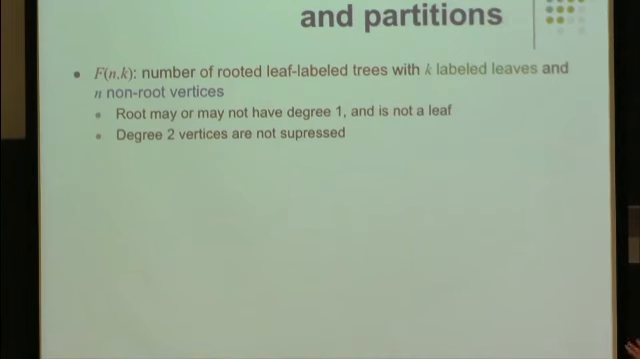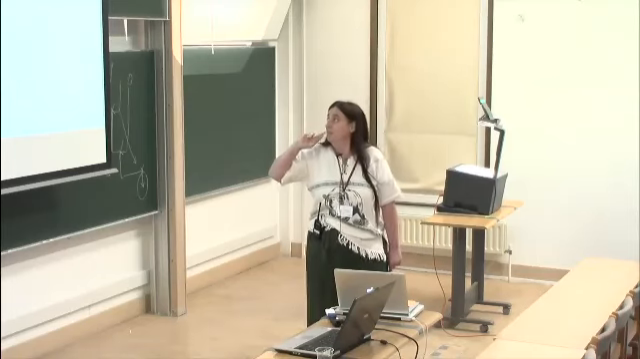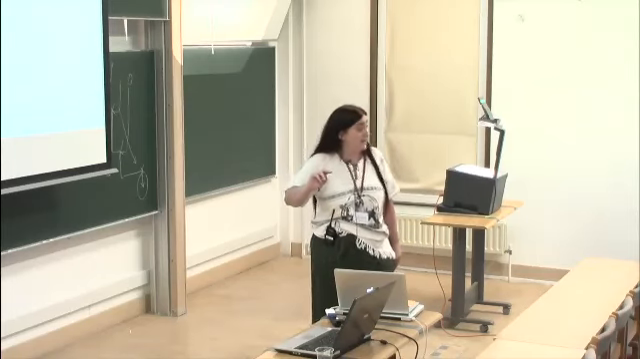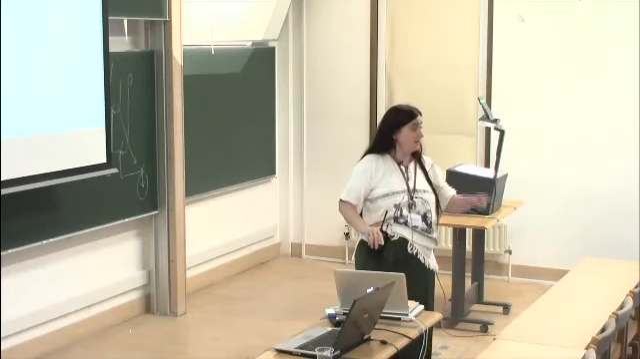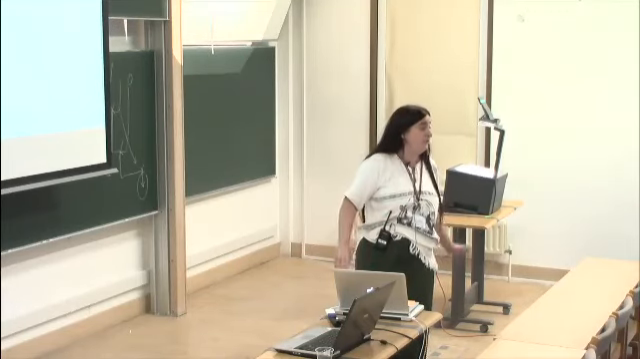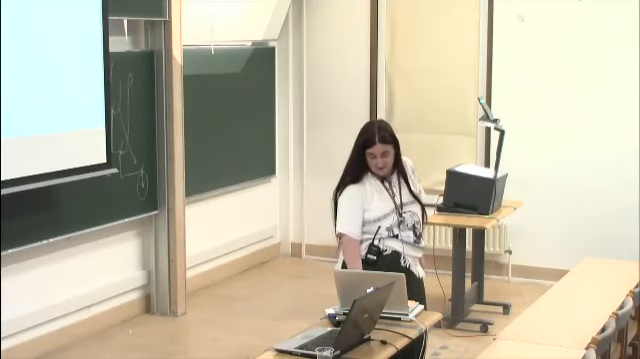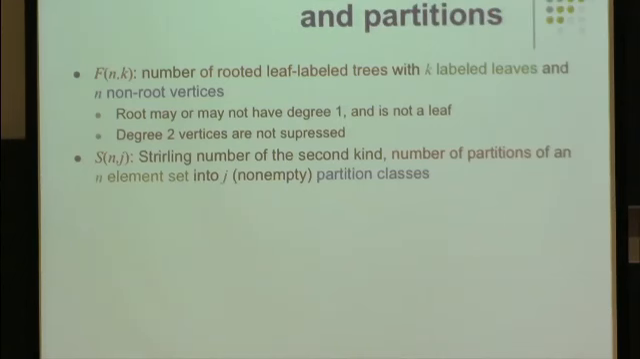Sorry, I stole these slides from somewhere else. And degree 2 vertices are not suppressed. So there can be internal vertices along the tree that have degree 2, which, from the biological point of view, doesn't really make sense. And the Stirling number of the second kind, S_n(j), is the number of partitions of an n-element set into j non-empty partition classes. Why do I talk about these?